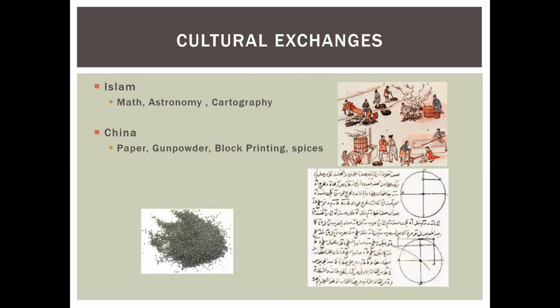Gunpowder from China, block printing from China, transfers to the Middle East and eventually transfers to Europe during the Mongol expansion. And gunpowder is probably the most important one. The Mongols used Chinese engineers who were skilled at creating gunpowder weapons in some of their conquests, and those Chinese engineers sold their services or traded those services to the Islamic Caliphate. So the Islamic Caliphates acquired gunpowder technology, and then eventually it's going to spread to Europe.